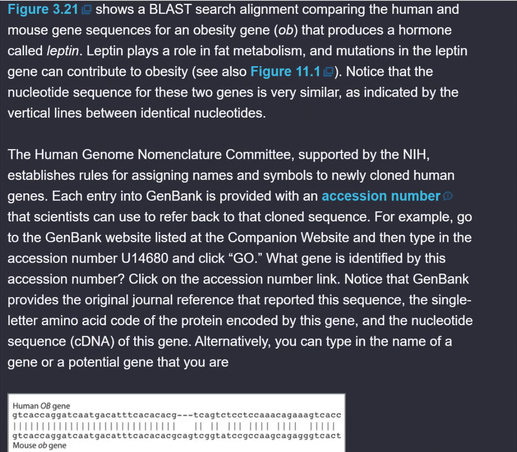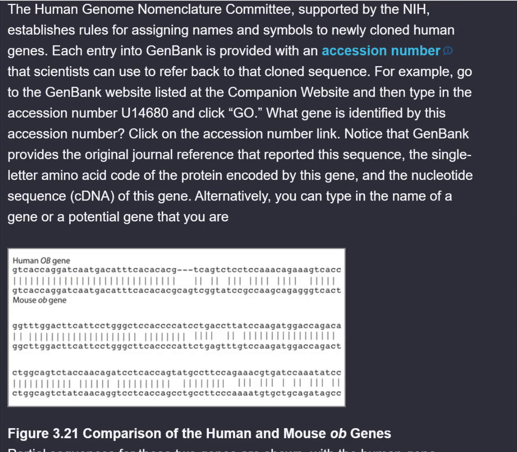Figure 3.21 shows a BLAST search alignment comparing the human and mouse gene sequences for an obesity gene, OB, that produces a hormone called leptin. Leptin plays a role in fat metabolism, and mutations in the leptin gene can contribute to obesity. See also Figure 11.1. Notice that the nucleotide sequence for these two genes is very similar, as indicated by the vertical lines between identical nucleotides.